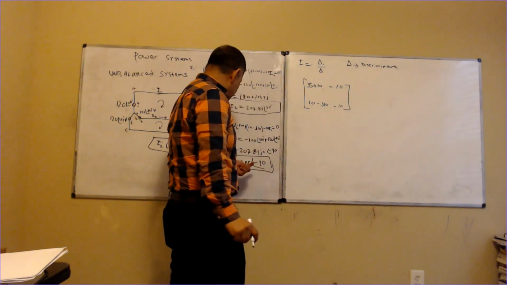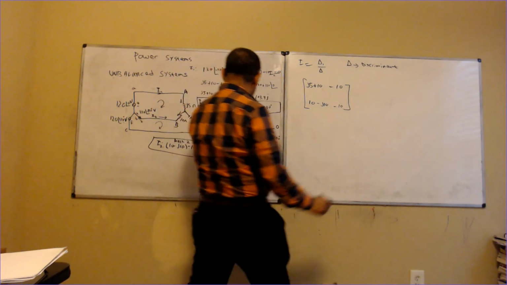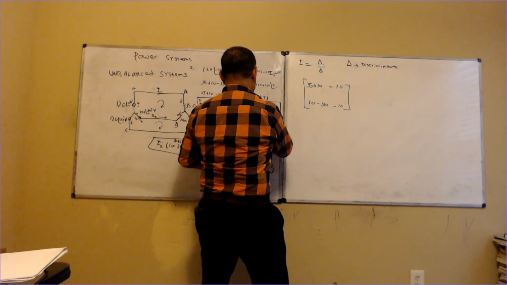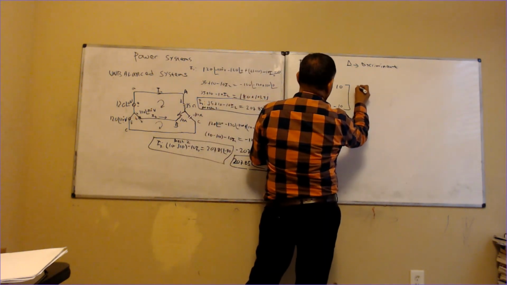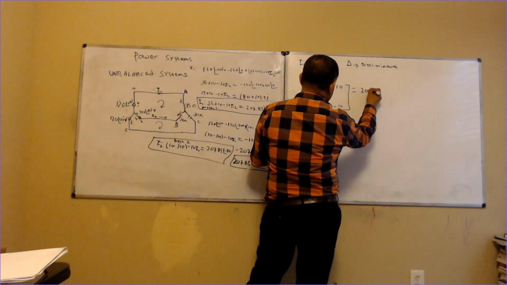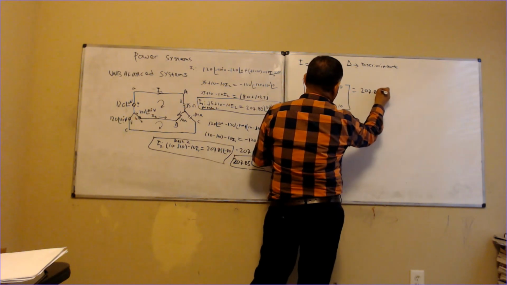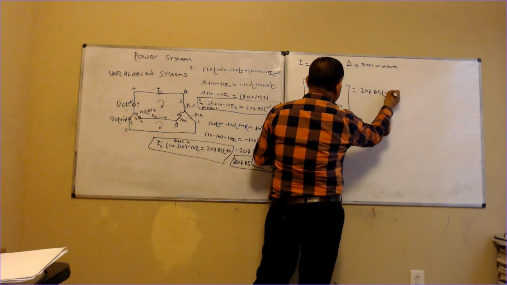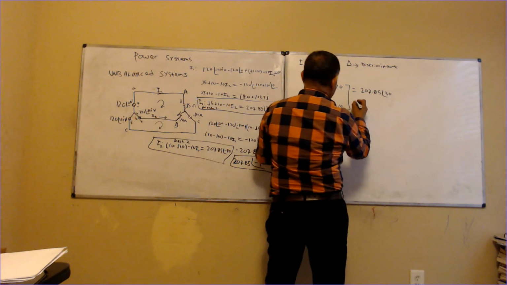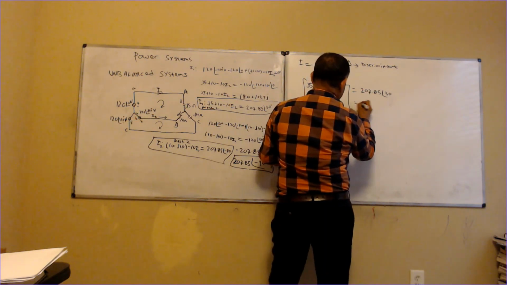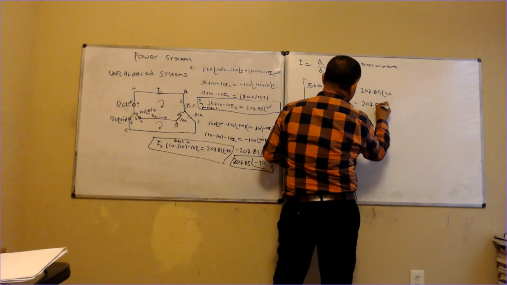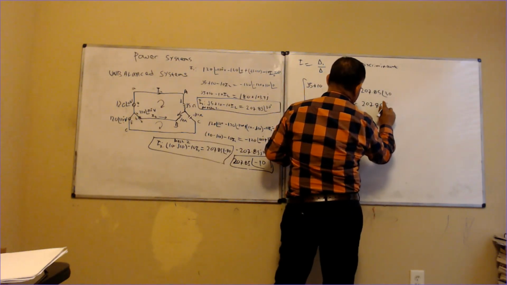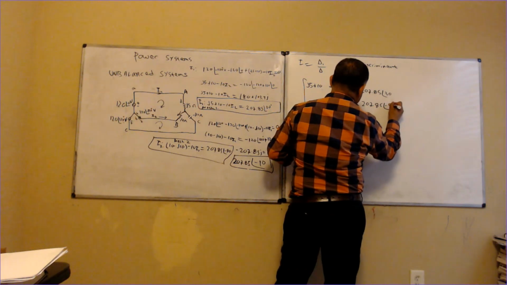And then on this side, I get 207.85 angle 30 degrees. And here I get 207.85 angle minus 90.